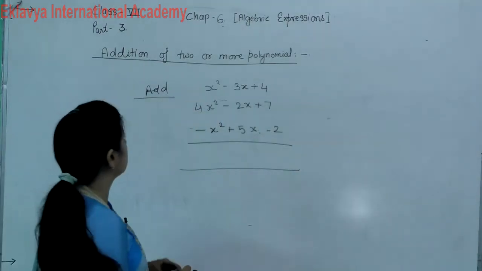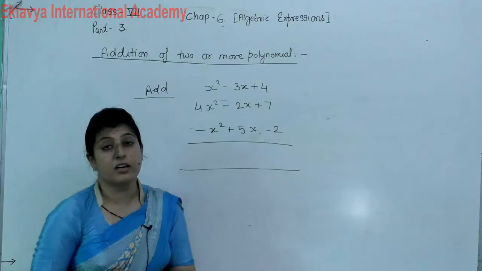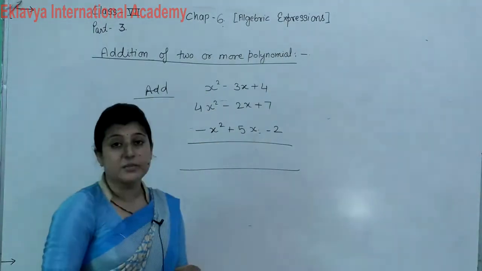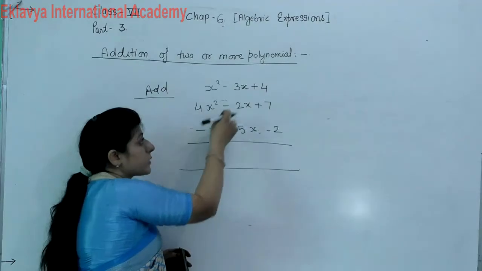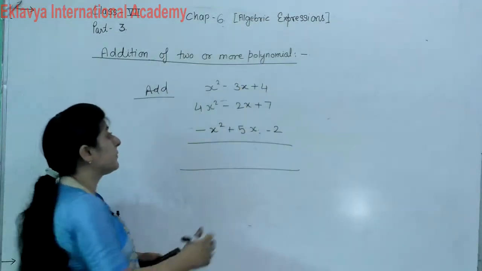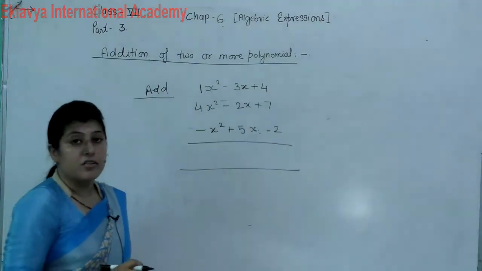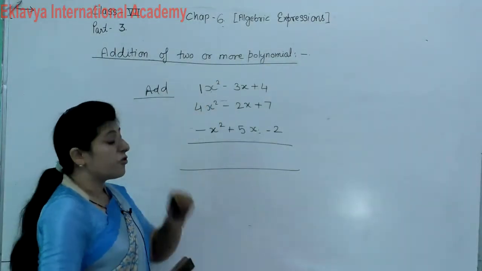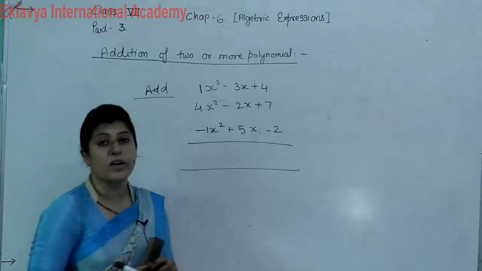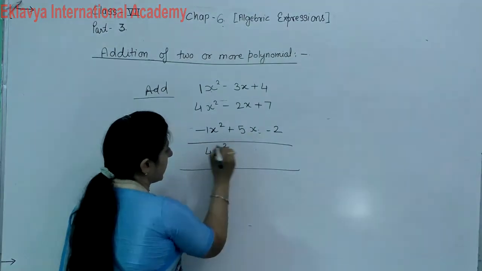Add these polynomials. You see they are already like terms. Here all terms of x square, here all terms of x, here constant. Now see, if nothing is written with the x square term, it means the coefficient is 1. 1 plus 4, 5. 5, nothing is there, it means here also 1. 5 minus 1, 4. It means it becomes 4x square.